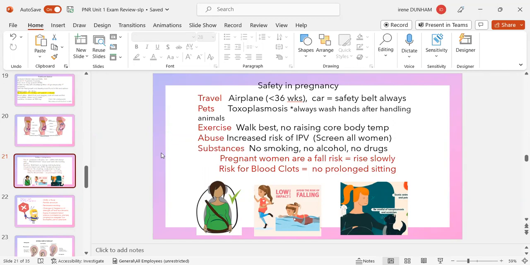And pregnant women are high risk for a fall. So we want to teach them to rise slowly. Don't get up too quick. Let the body find equilibrium, especially if she's getting out of bed. You want to tell her to roll over to her side and push off the elbow. And then we're at risk for blood clots, so no prolonged sitting. You get up and you move around. All right, this is pretty important. I would say there are about a couple of questions that will come right off that slide.